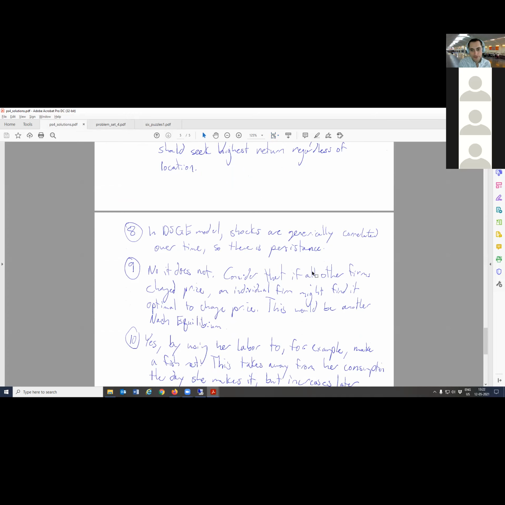Consider that if all other firms change their price, an individual firm might find it optimal to change price. That would be another Nash equilibrium, right? So if no firms change their price, I might find it optimal not to change my price. That could be one Nash equilibrium. And then if every firm changed its price, then I might find it optimal to change my price, in which case that's another Nash equilibrium. So there's nothing stopping us from having more than one, or many, Nash equilibria in these models.